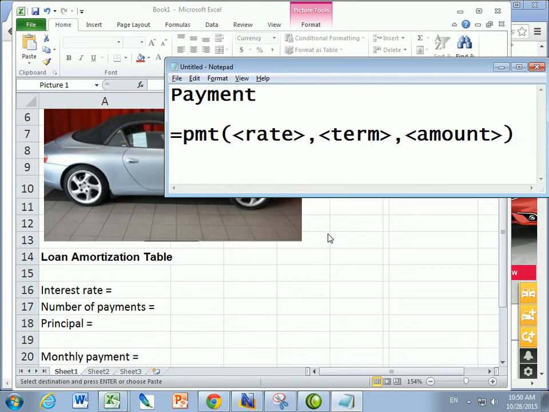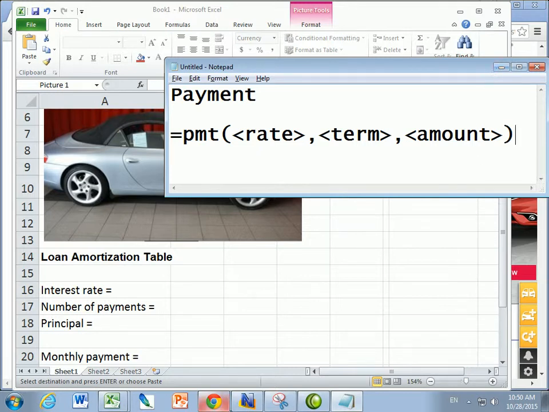In this lesson, we're going to take a look at payments. The payment function is equals PMT, and we take a rate, that's how much the interest is, a term, which is how long the loan is going to be, and the amount, which is the principal of our payment.